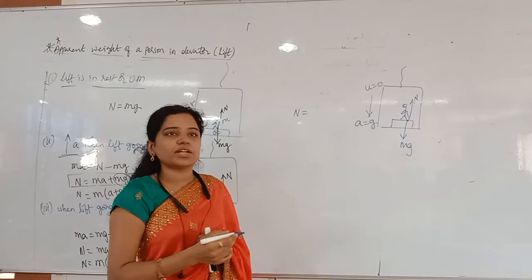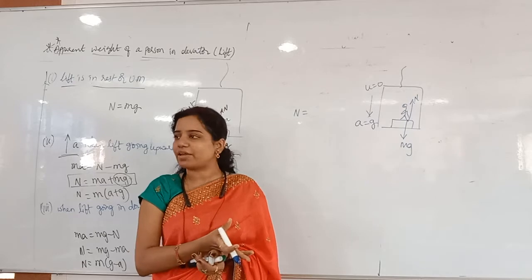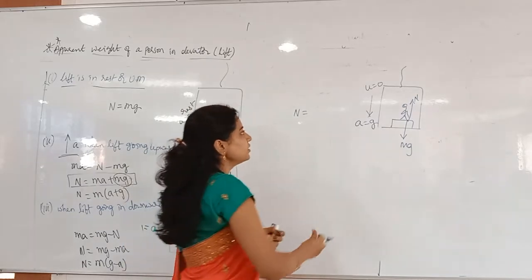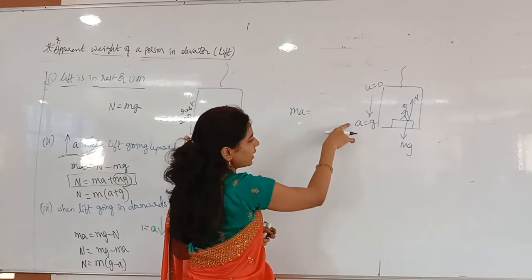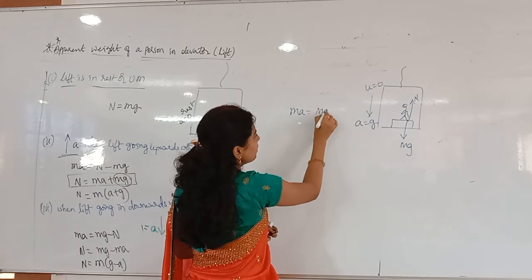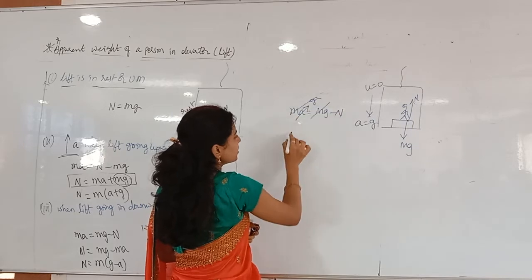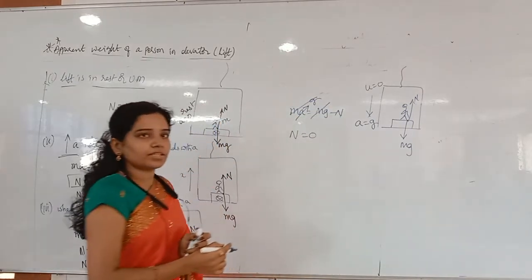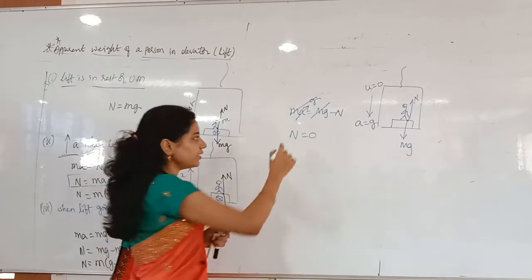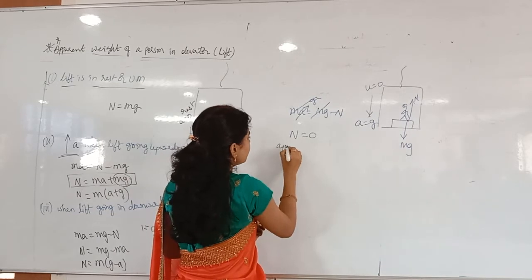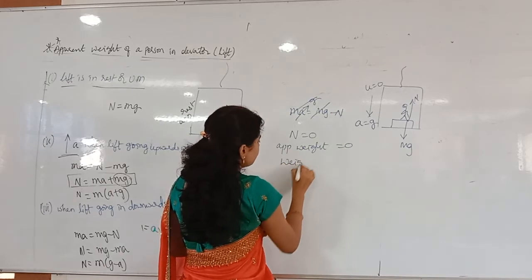Falling freely means it is falling under gravity. Under gravity means the acceleration is the acceleration due to gravity only, that is g. So clearly ma is equal to what can I write? Who is supporting here? mg minus N. The a value is also g only, so mg gets cancelled here. N is equal to 0. Weightlessness will be there. So here N is equal to 0, nothing but the apparent weight is equal to 0. This condition we call weightlessness.